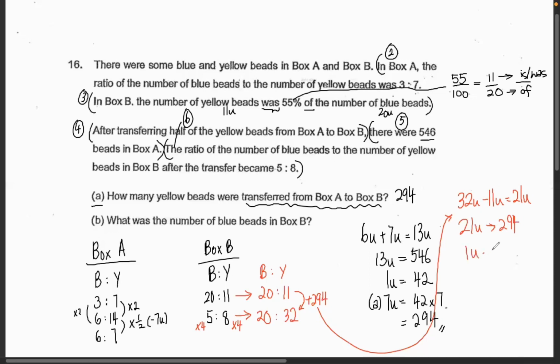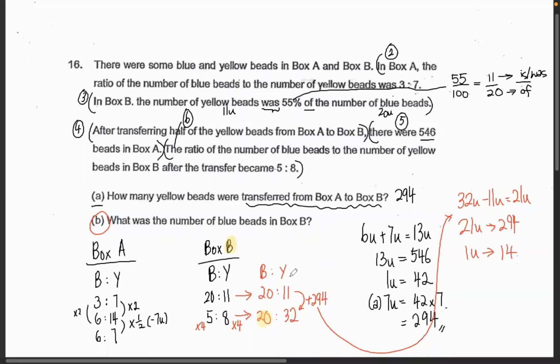We always want to find our Mr. Green Man. So we simply do 294 divided by 21, and that gives me 14. Once Mr. Green Man is out, same thing. Look at the question for B. What was the number of blue bits in box B? What I want to do is look at box B and look at blue bits. You can see blue bits.